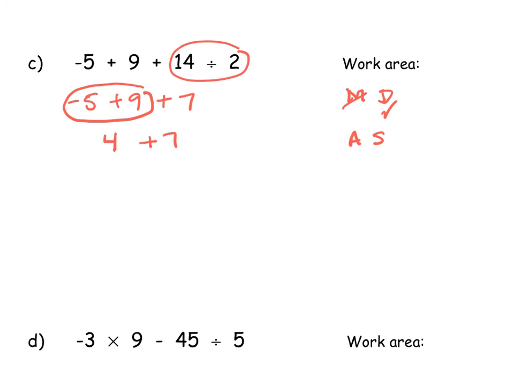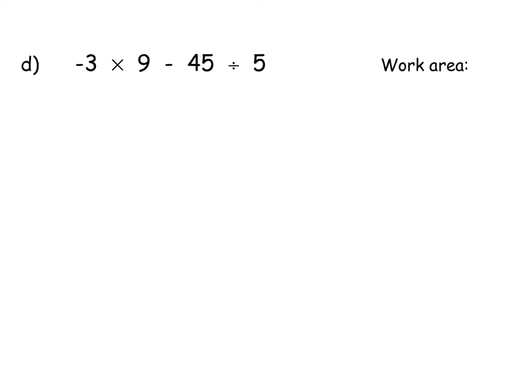The final answer to this problem is 11. Let's go to the next problem. What should we do first in this particular problem? Multiplication. Since we see it first, since we're working with a negative times a positive, the answer is going to be -27.